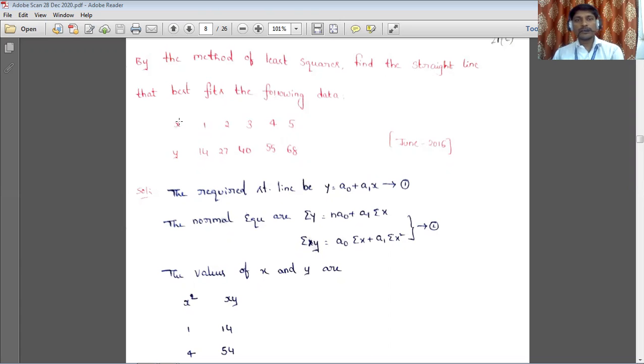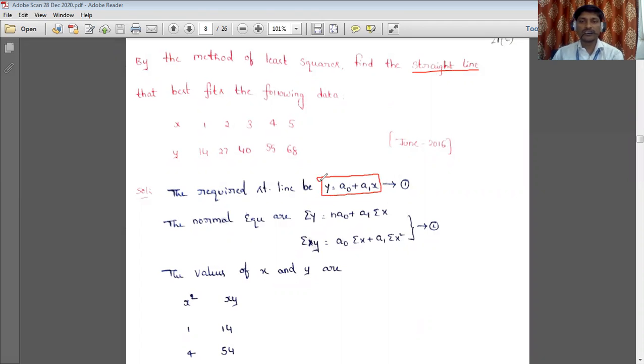If you see the previous problems, they give a specific form, y equal to a plus bx or l equal to a naught plus a1t. Based on that form we need to follow. Here they didn't mention any form, they just mentioned a straight line. So we can choose the form ourselves. Here I chose the form y is equal to a naught plus a1x. This is the form I chose.